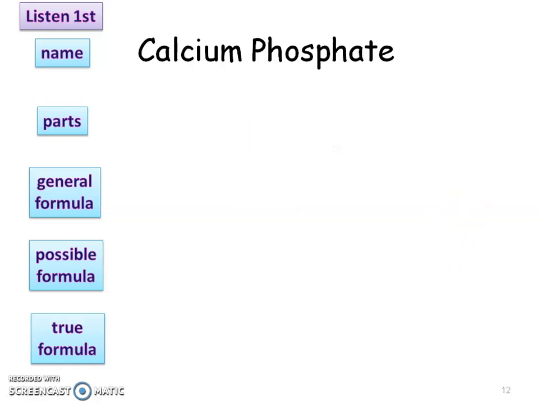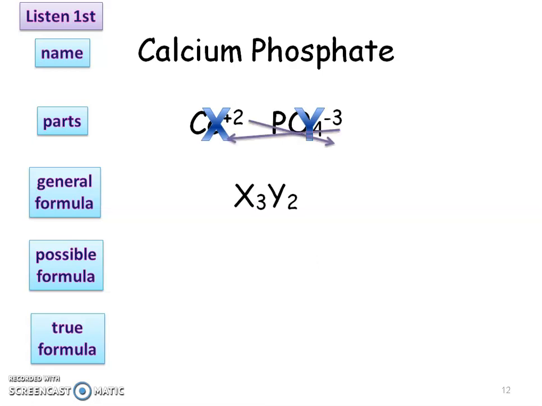Next one, calcium phosphate. Can you come up with the parts now on your own? Hopefully you paused and came up with these 2. Why don't you pause now and see if you can come up with the general formula on your own? Hopefully you paused and you thought of X, Y. The charge numbers are different, so crisscross. And we came up with X3, Y2. So 3 positive parts and 2 Y parts. So what could be the possible formula? If we do things as we've been doing them, I would have 3 X's and 2 Y's.